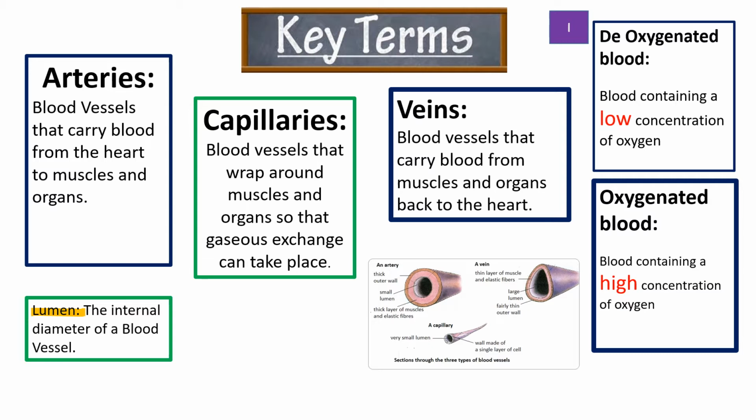Up in the top right, we've got deoxygenated blood. Now remember, this is not blood that has no oxygen in it. There is a low concentration of oxygen. When we talk about deoxygenated blood, we're just talking about a low concentration of oxygen. And if that comes up in an exam question, that's the way to describe that. It has a low concentration of oxygen. Whereas oxygenated blood, on the other hand, has a high concentration of oxygen. Pretty easy to get your head around.